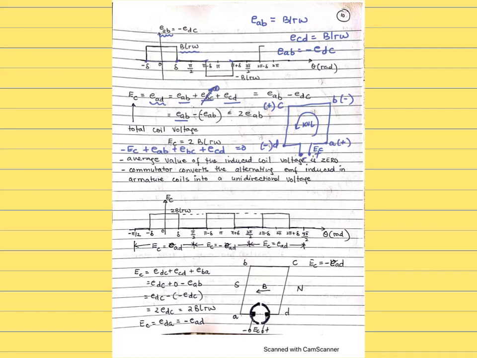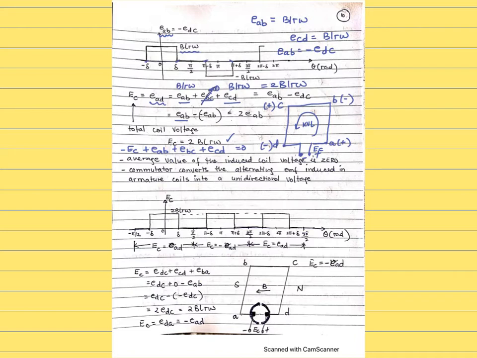You can express that. So ECD here, you can just write as BLR omega, as I showed on the previous slide. So that's going to give you 2BLR omega. That's the complete coil voltage in here, simply.